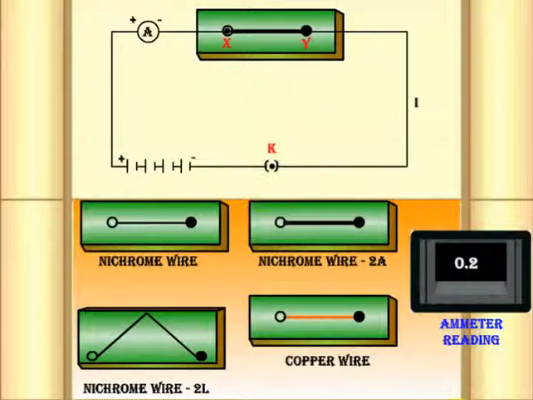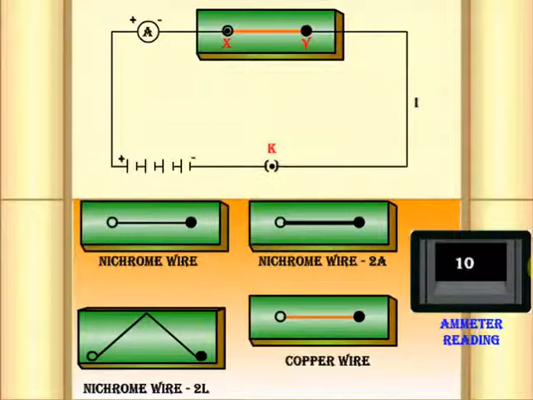Does resistance also depend on the material of the wire? We can replace the nichrome wire by a wire made of copper of the same thickness and the same area of cross section as the nichrome wire. When we do that, we see that the ammeter reading is 10 amperes. When we connected a nichrome wire of similar area of cross section and similar length, we got an ammeter reading of 0.1 amperes. But with a copper wire, we got a reading of 10 amperes. That's 100 times the initial reading.